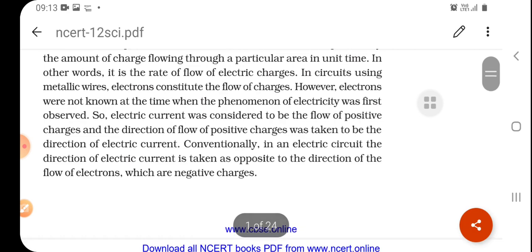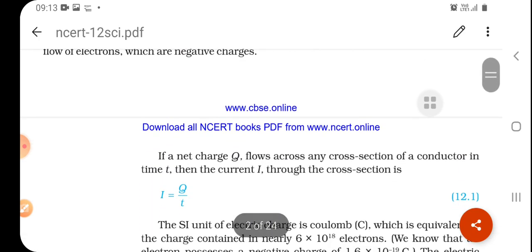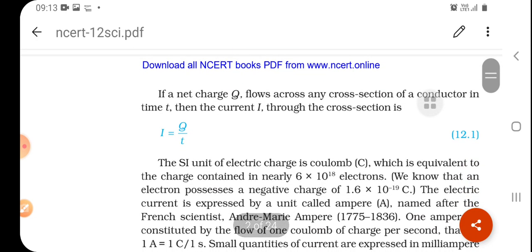So electric currents are due to the flow of electrons, the flow of charges per unit time. The expression is the flow of charge per unit time, that is capital I. Capital I is the current, and it is the flow of charge per unit time through any cross section of a conductor. The SI unit of electric charge is the coulomb, which is equivalent to the charge contained in 6 into 10 to the power 18 electrons.